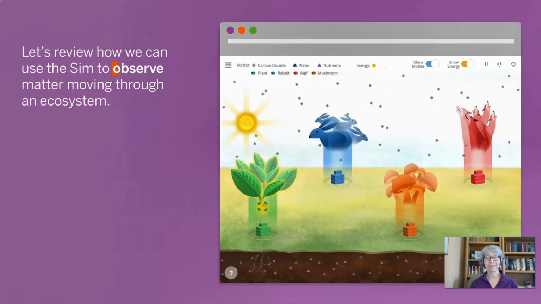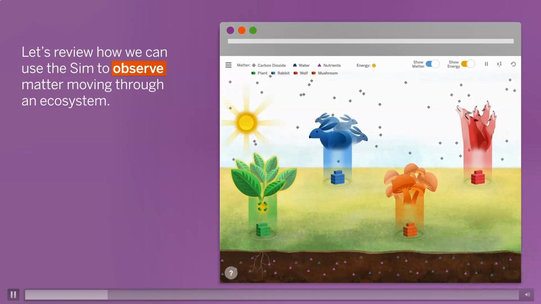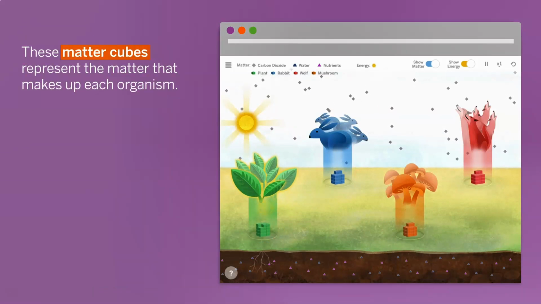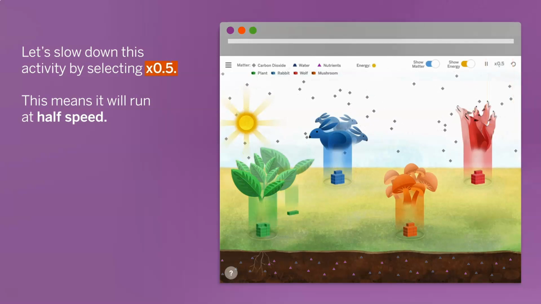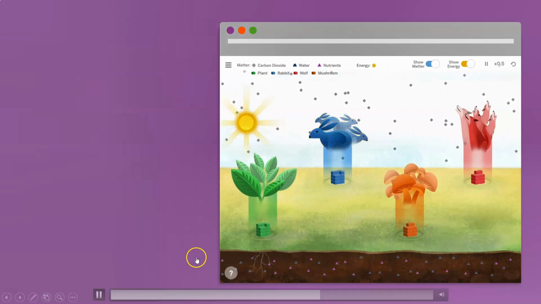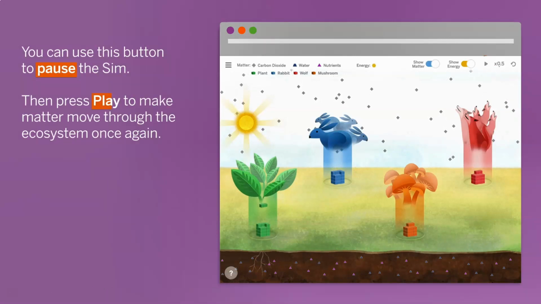Let's review how we use the sim to observe an ecosystem. These matter cubes represent the matter that makes up each organism. Let's slow down this activity by selecting 0.5 times. This means it will run at half speed. You can use this button to pause the sim. Then, press play to make matter move through the ecosystem once again.